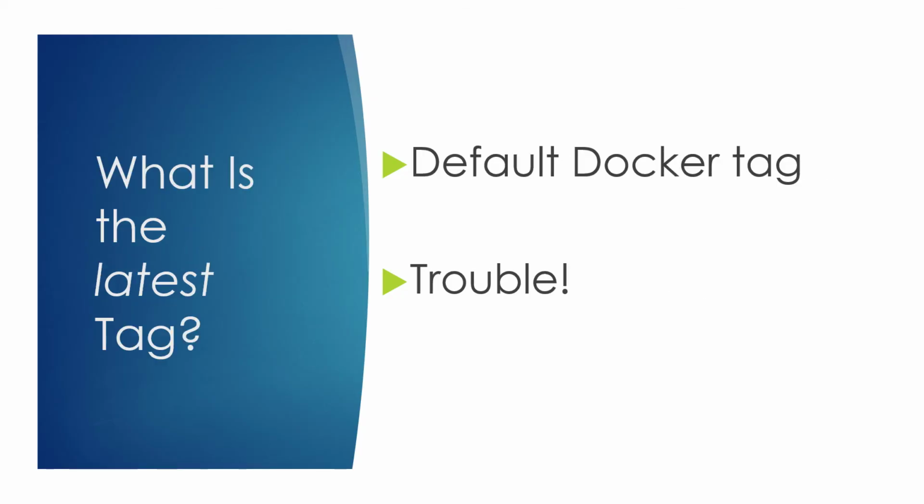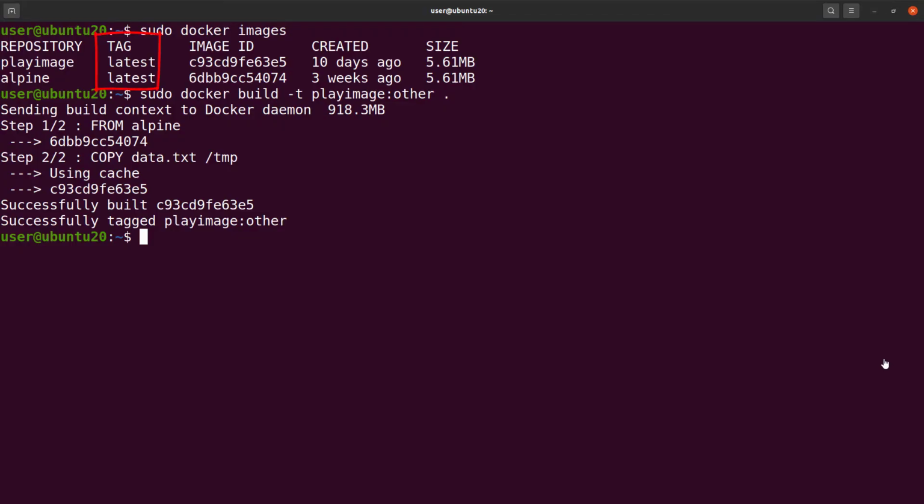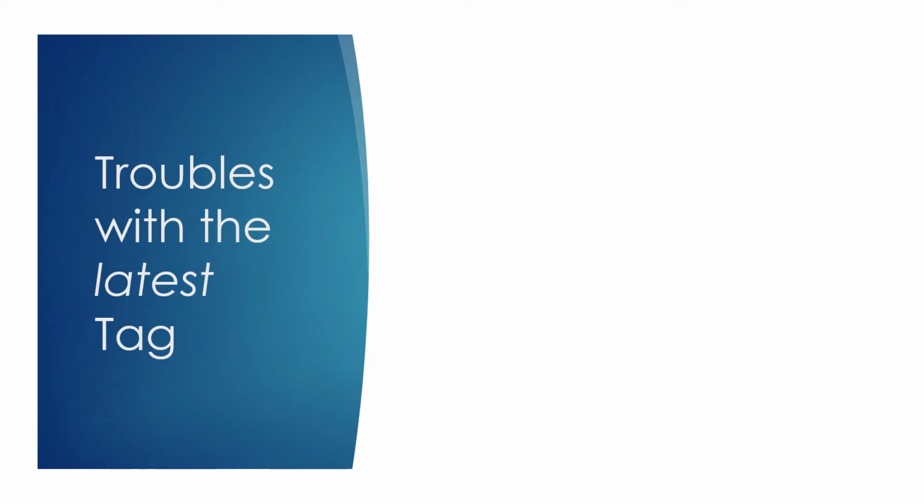So what is the latest Docker tag? By default, a new image gets a tag named latest, like we saw here. What happens if you already have a Docker image with the latest tag and push a newer version of that image with the latest tag? Of course, the newer version overwrites the older image, which means trouble. So what exactly are the troubles with the latest tag?